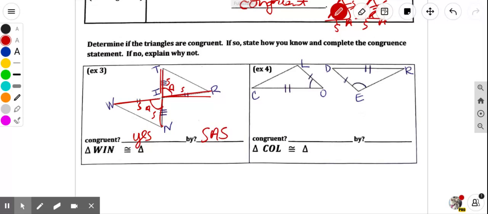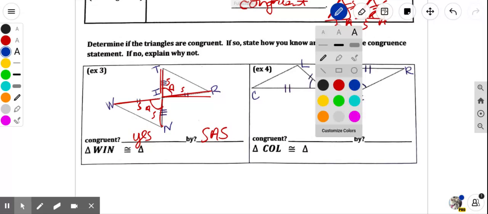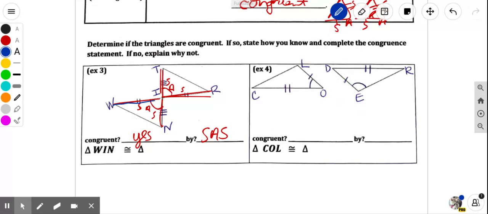And then to fill in the statement, let me switch colors. So W-I-N. From W to I to N, I went down the side with 2 tick marks, down the side with 3. So I'm going to go down the side with 2, down the side with 3. So it would be R-I-T. Be the matching order. Let's look at example 4.